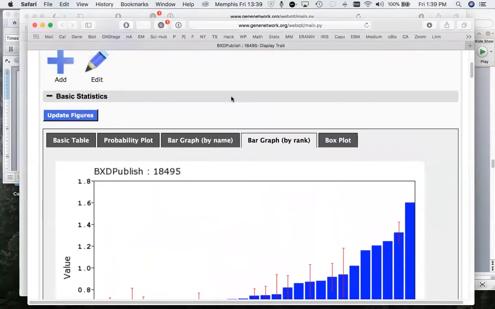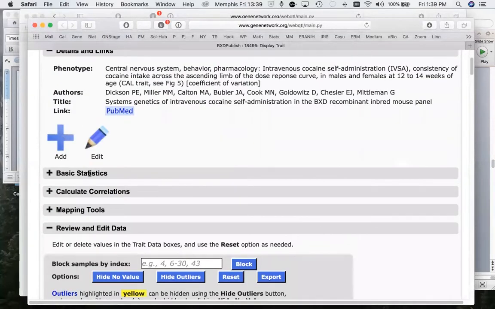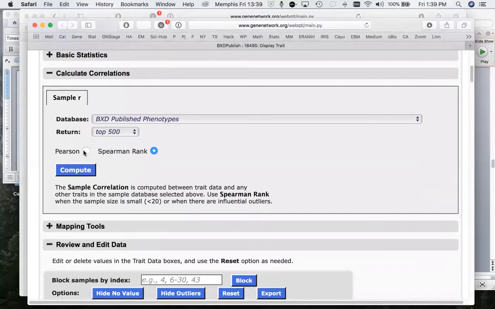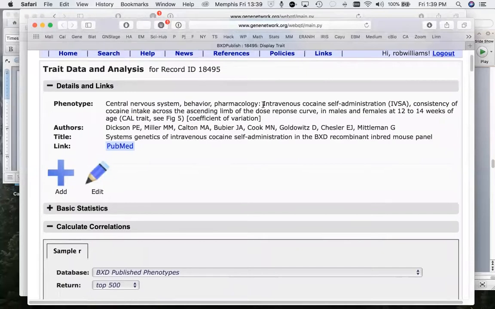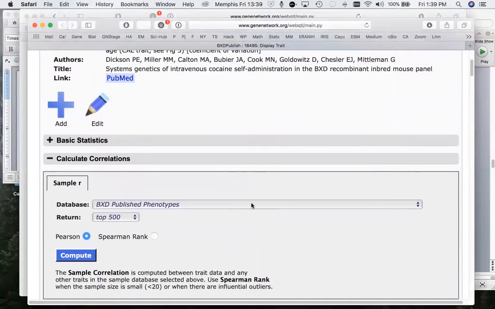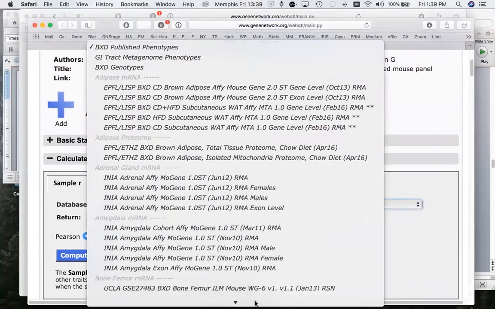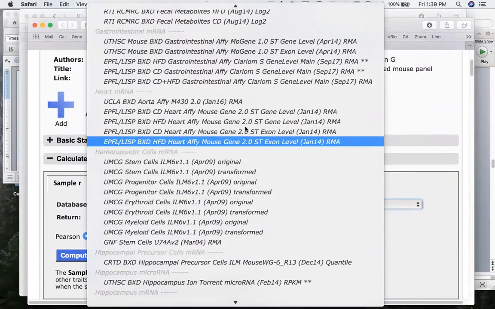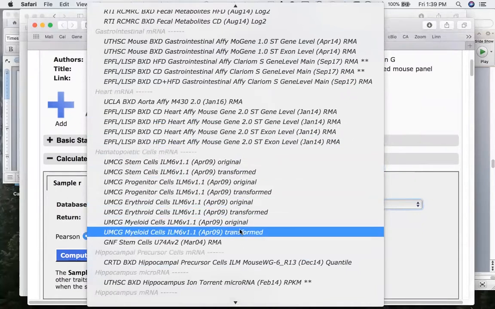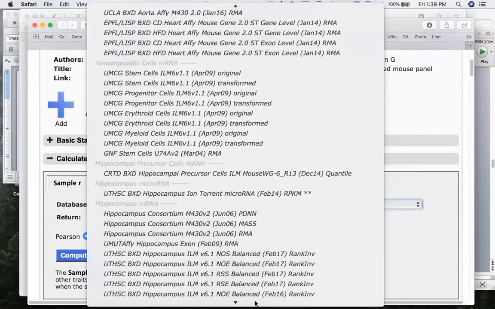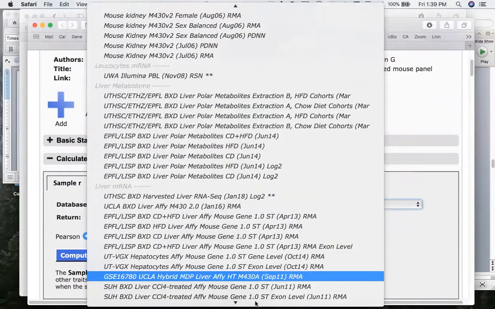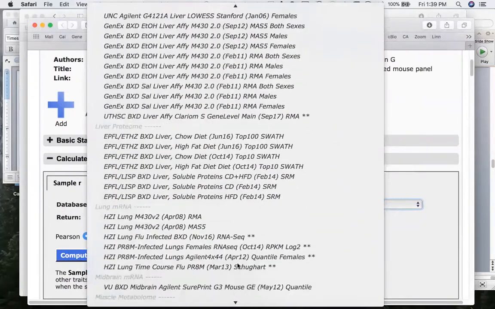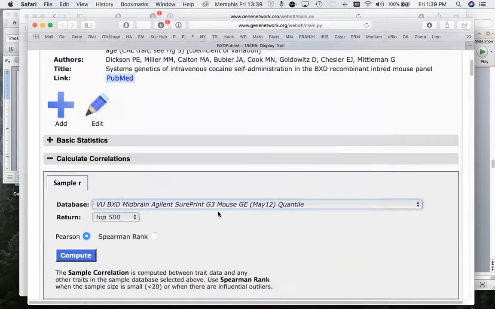But what we can do that's maybe more fun is I can ask, what is the correlation between this particular trait and, this is cocaine self-administration. I might want to know, is there a correlation between that behavioral trait and gene expression in midbrain? These are all very large genomic data sets, and I'm heading down for midbrain here. Again, the interface has grown beyond our capacity, but now I'm asking a question.